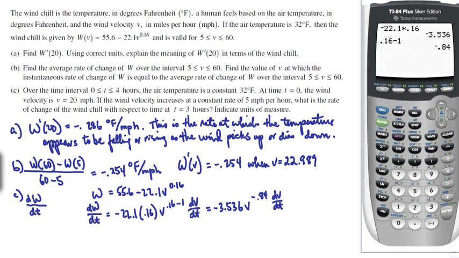And we're told that the wind velocity increases at a constant rate of 5 miles per hour, so dv dt is really 5. And I'm going to continue this in the next video.